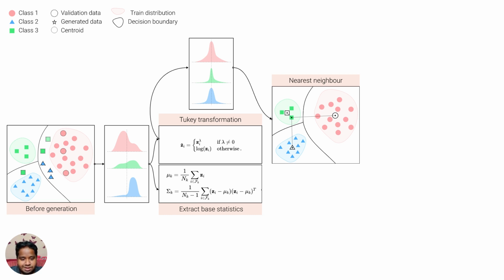More precisely, we first decide how many samples we are going to generate for each training data point so as to balance the dataset. Then we take one such training data point and find nearest neighbor categories by comparing distances to the centroids of all classes.